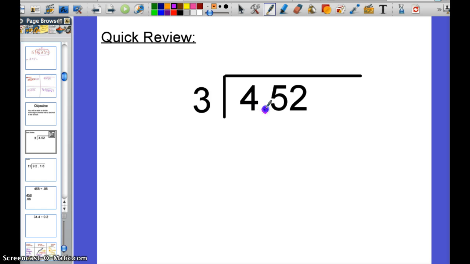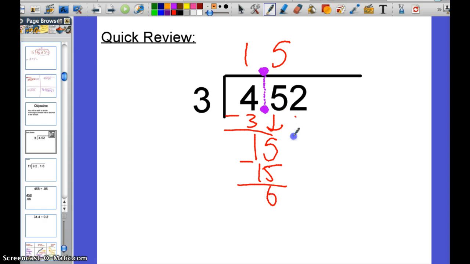Okay, so here it is. What you do is you will bring it right up because the decimal in the dividend has the same exact location as the decimal in the quotient. Okay, so you do that to start. Now your placement, like I say, is extremely important. So 3 should go into 4 one time, bring down the 5. So that 5 is now in the tenths place because of that decimal point.